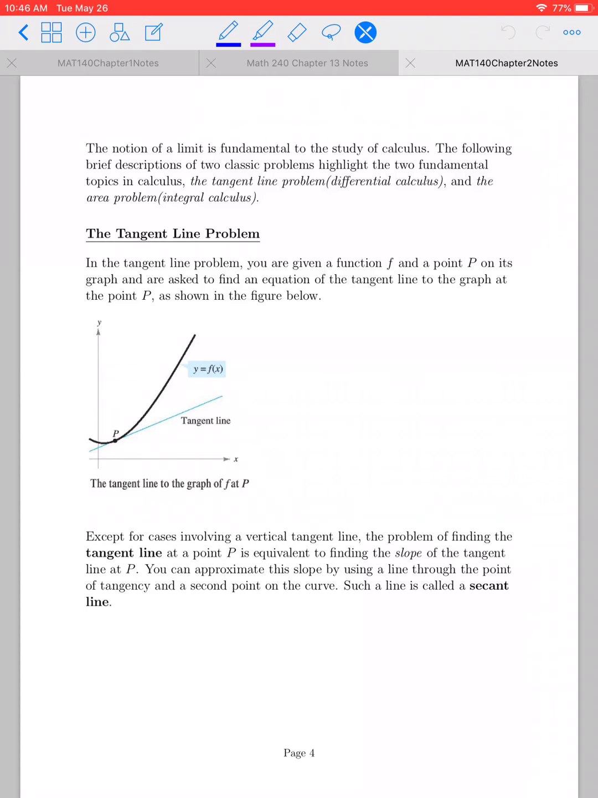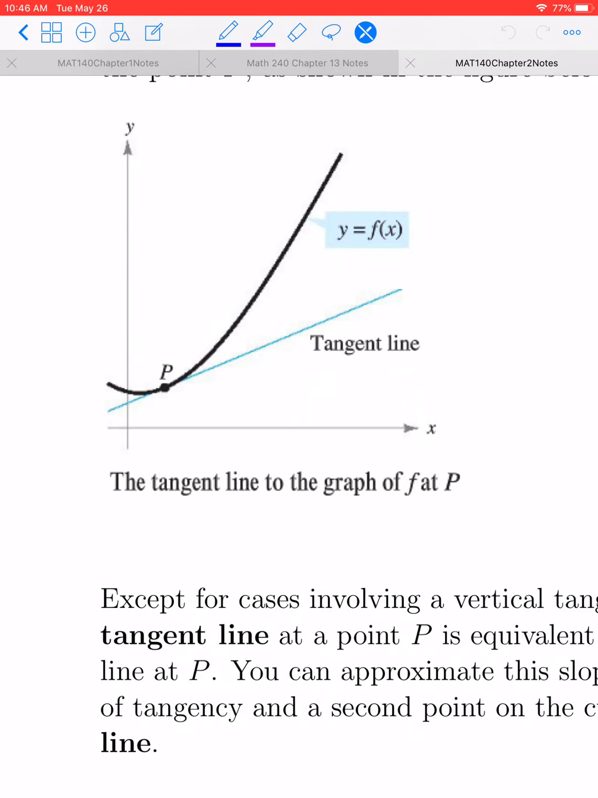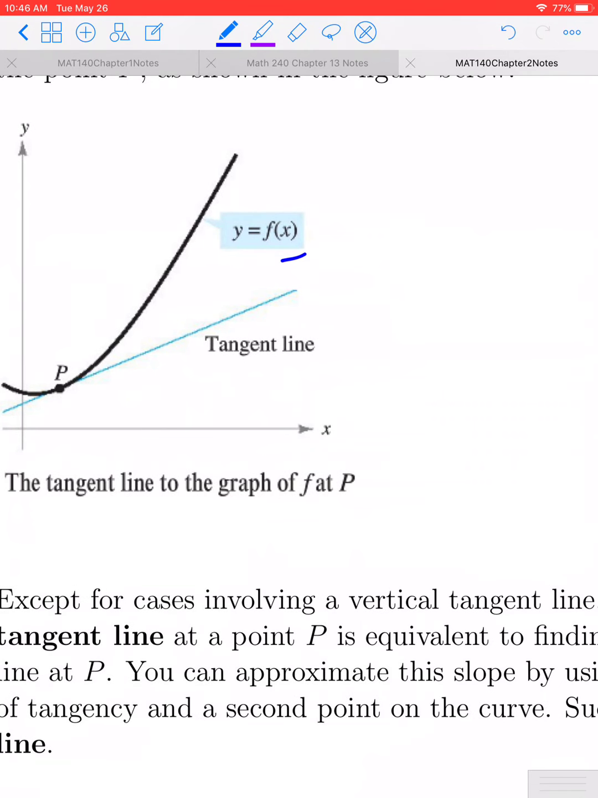The first one that we're going to start with, kind of an introduction, is the tangent line problem. So if we were to ask you what is the slope of this tangent line to the curve y equals f of x at the point P. So here we have one point. This is what we mean by a tangent line. It's a line that touches the curve at exactly one point.